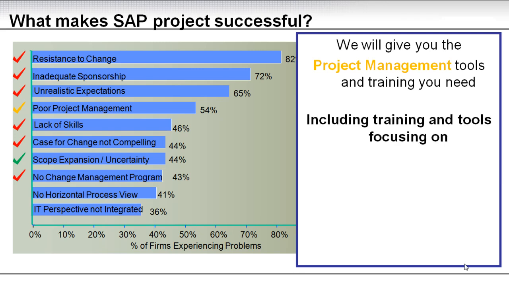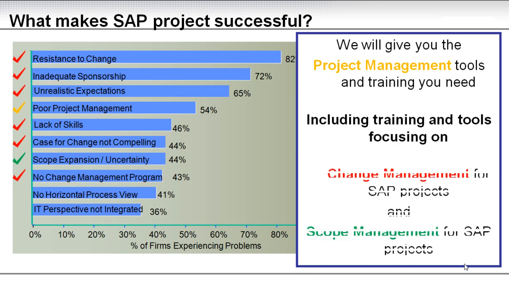Included in our training are also the tools focusing on change management for SAP projects and scope management. So basically, by going through this learning curriculum, you will get the tools and the knowledge you need to avoid these pitfalls and become one of the projects on this chart. Now it's still up to you to execute it, and that's where we have the coaching and the mentoring forum. We would very much like to make you one of the best and make you successful in not just having the skills, but also being able to execute.